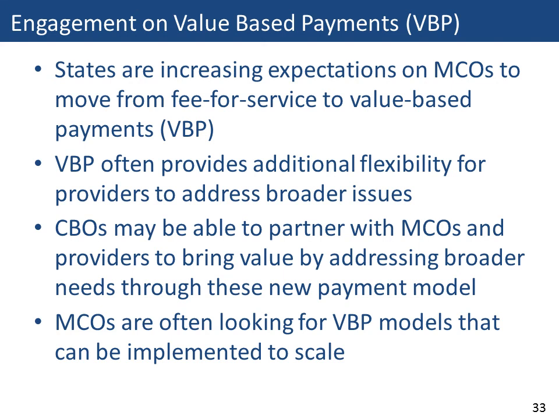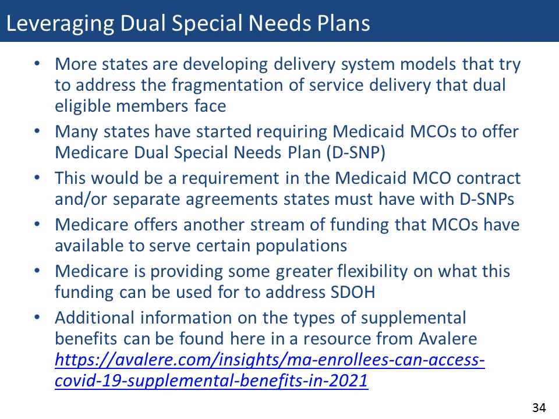And then the final area in terms of financing opportunities is leveraging some of the new flexibility that Medicare is creating, specifically within the dual special needs plans. Medicare has created new opportunities for Medicare Advantage. One of the subset programs within Medicare Advantage is known as dual special needs plans. Many states are looking at dual special needs plans as a way to better coordinate services for the 12 million individuals in the United States who are eligible for both Medicare and Medicaid. In many states, a Medicaid plan also may have a Medicare dual special needs plan.